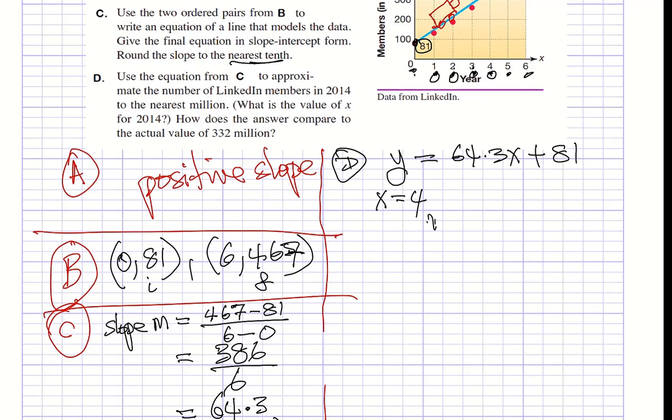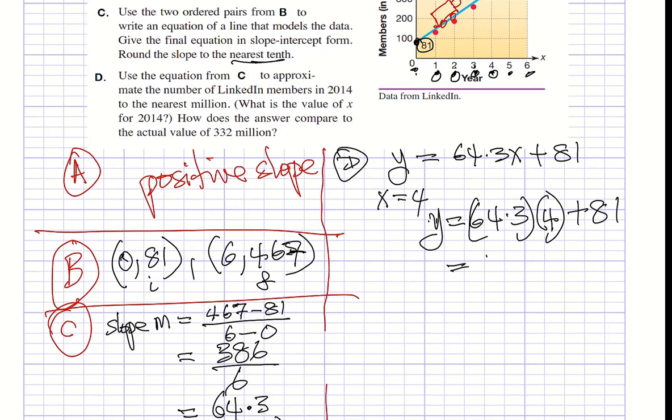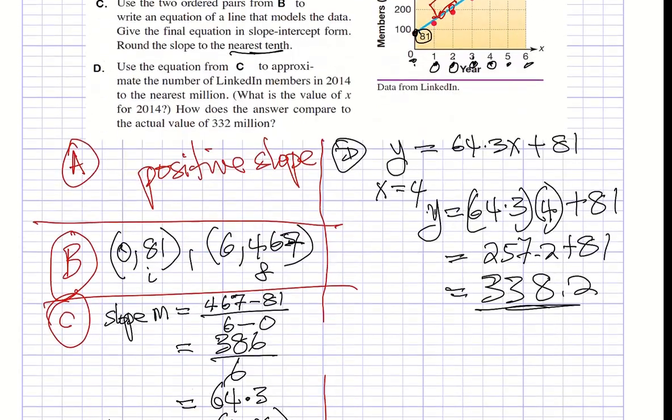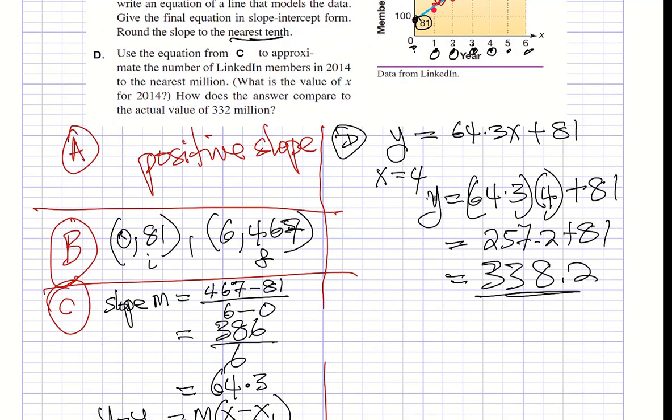And then y represents the members. So with that, y is equal to 64.3 times 4 plus 81. That's what they want us to do. You see that, right? So that's 257.2 plus 81. Okay, so we'll simplify that. We'll get 338.2. I think that's a million, right? Yeah, members is in millions. So it's 338.2 million. That's what I got.